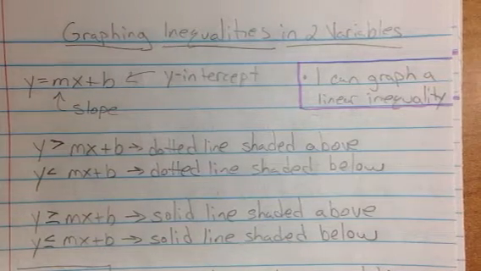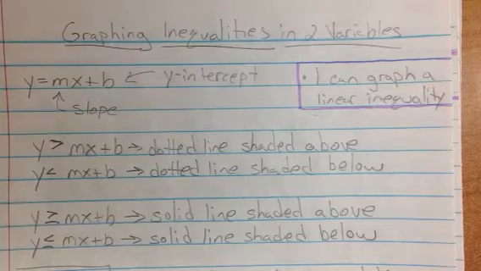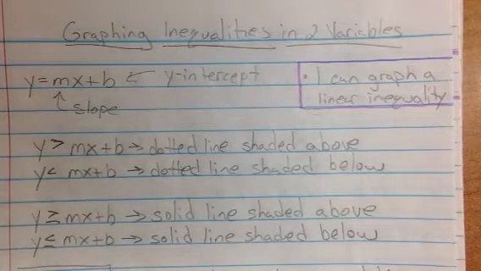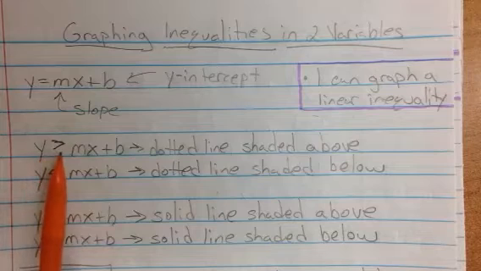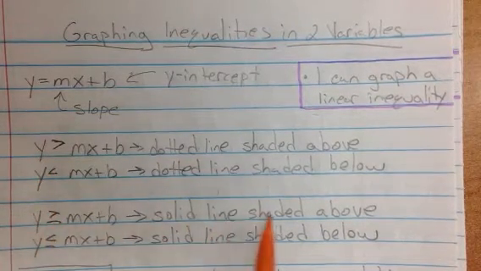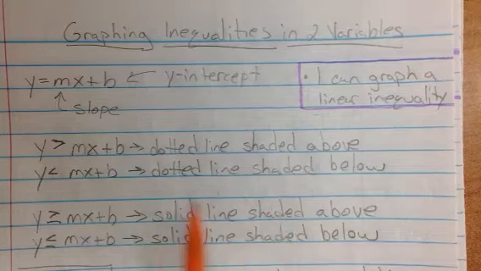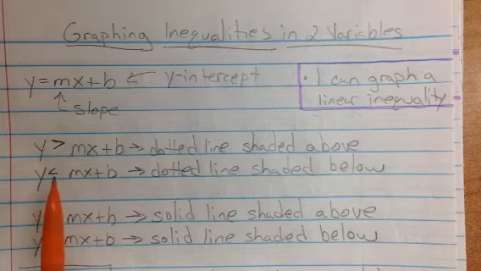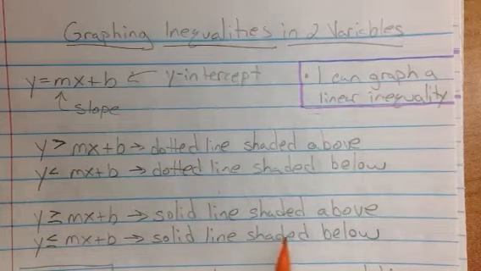Now there are different ways to determine where you should shade. You could pick a point and then plug it in, but I think the easiest thing to do is to just read it off. When y is greater than, or greater than or equal to, you're going to shade everything above that line, whether it's dotted or solid. And if it's y is less than, or y is less than or equal to, you're going to shade below the line.